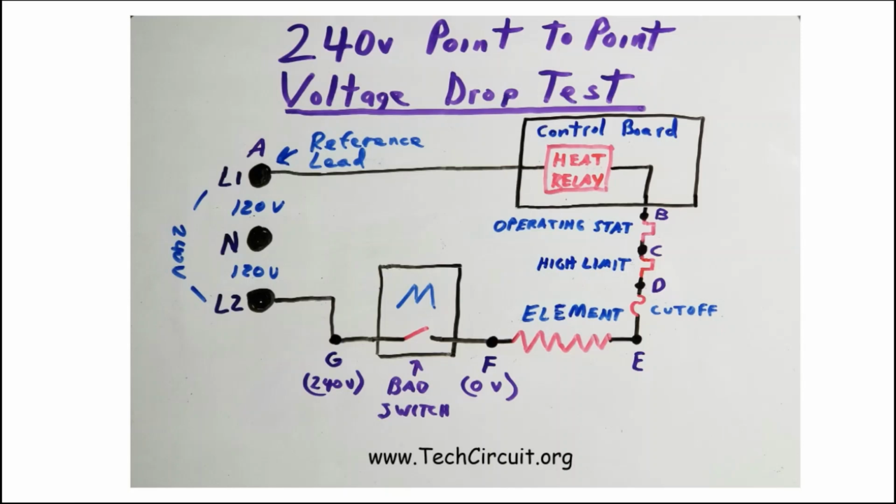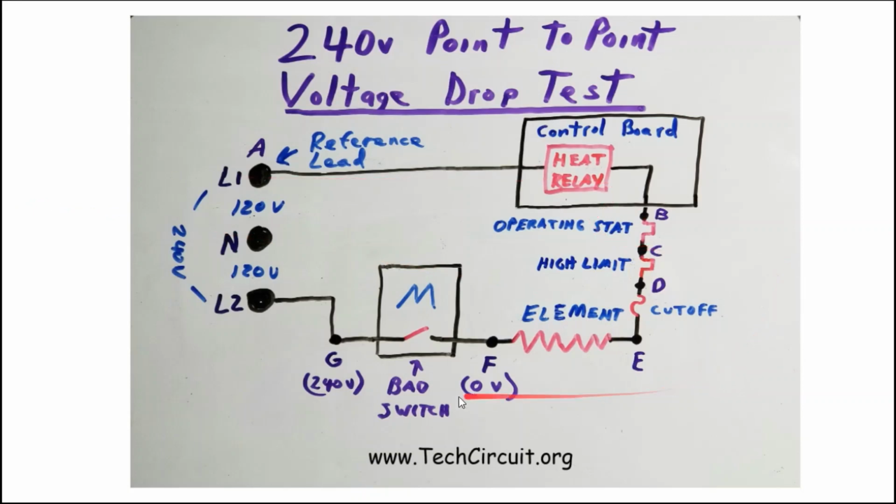Suppose you arrive at a customer's house with a 240 volt electric dryer with a no heat complaint. You do the basics. You check for 240 volts at the terminal block. You check the heating element. You check the thermal cutoff, a high limit thermostat, and the operating thermostat. All of them are good. The element has 10 ohms, and these all read about 0 ohms.